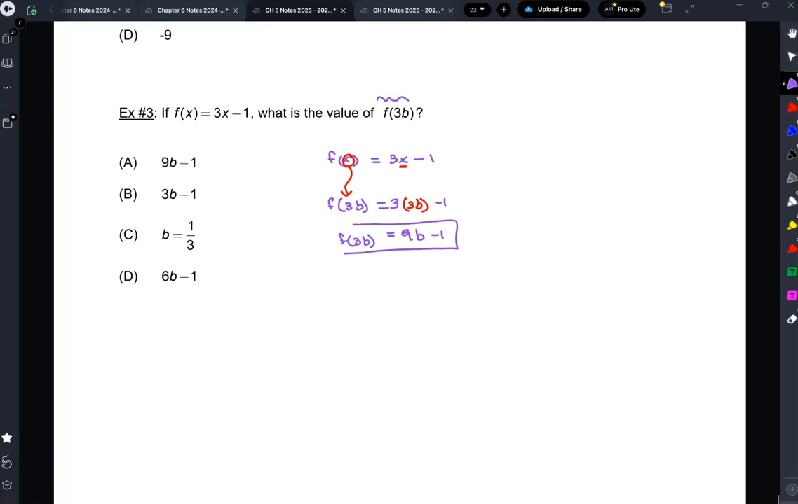That's it. We don't do anything else. We don't divide by the 3. We don't divide by the b. We don't subtract 3b. This is it. 9b minus 1. Okay, so that's it for today.